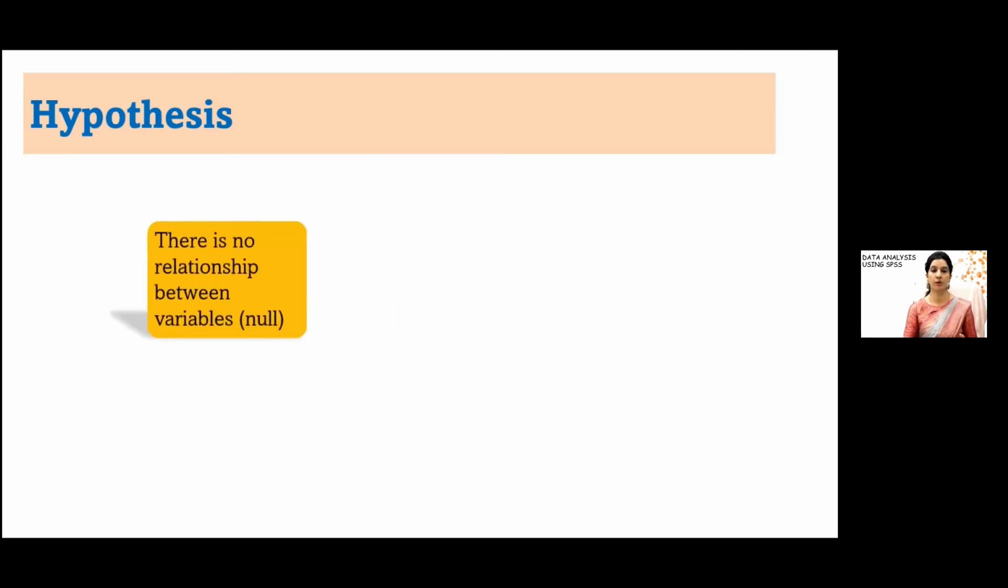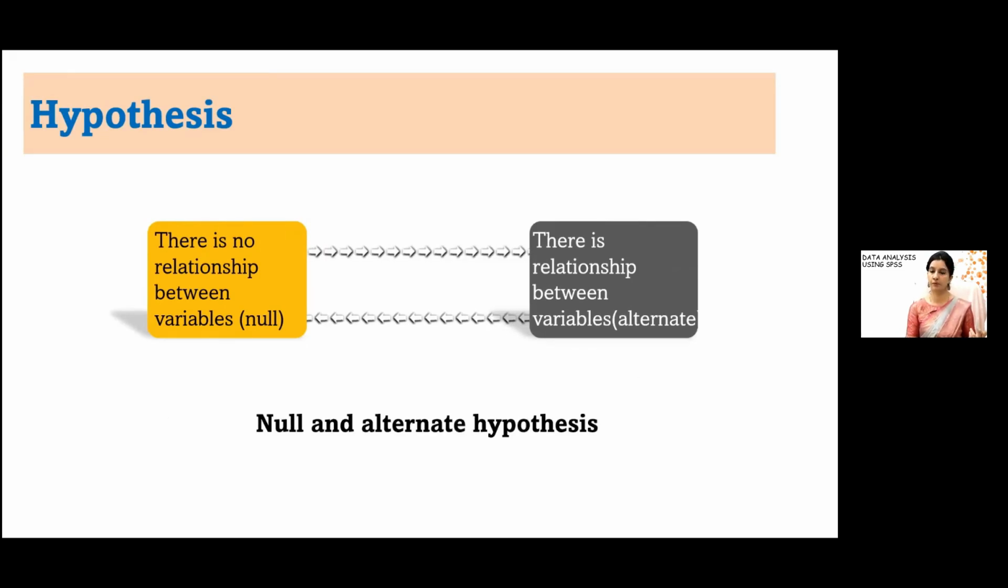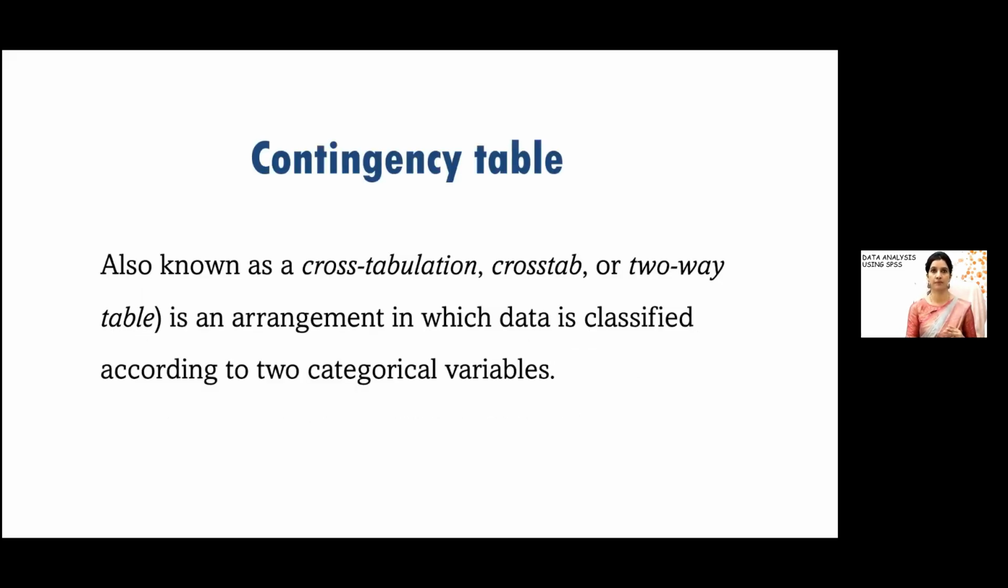So now, what is a null hypothesis? The null hypothesis in this case is that there is no association between the two variables. Whenever we form a null hypothesis, we say that there is no association, and the alternate hypothesis is that there is a relationship between the two variables.